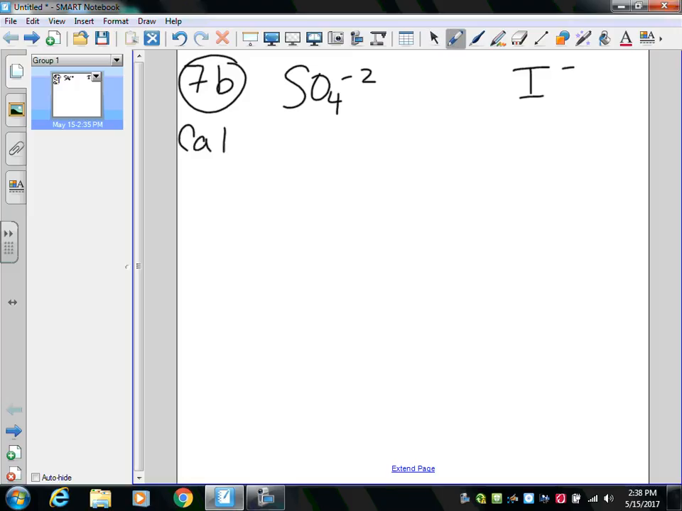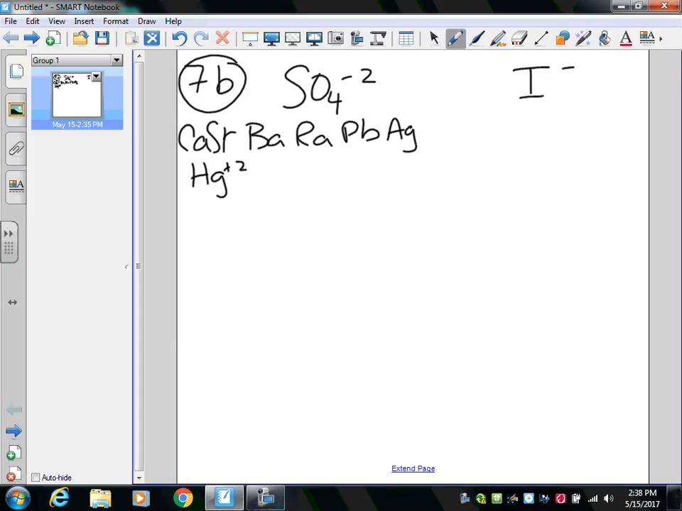Okay, so Ca, Sr, Ba, Ra, Pb, Hg2. We look at the lower solubility, right? So did I miss anyone there?